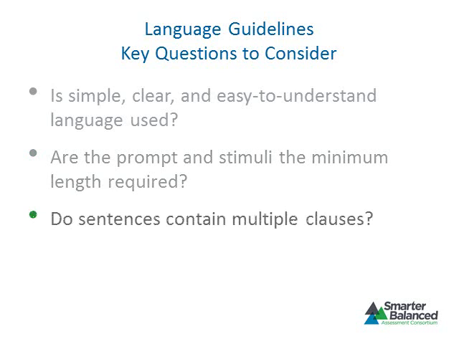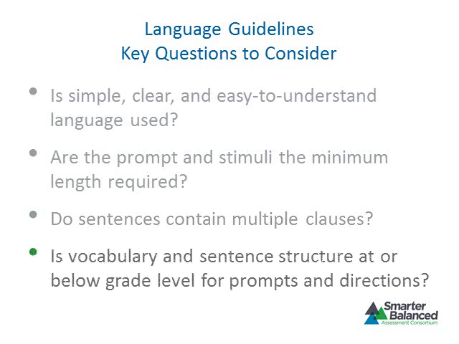Sentences that contain multiple clauses often increase cognitive processing and create confusion for some students. If a sentence can be broken into multiple sentences, or if unnecessary clauses are identified, the item should be identified as creating a potential accessibility issue. To help students understand directions and prompts, items should use vocabulary and sentence structure for prompts and directions that is at grade level when assessing reading skills. When assessing skills other than reading, vocabulary and sentence structure that is at or below grade level should be used.